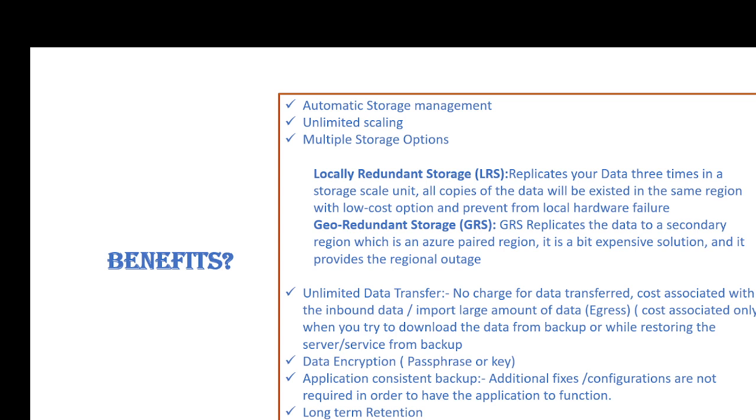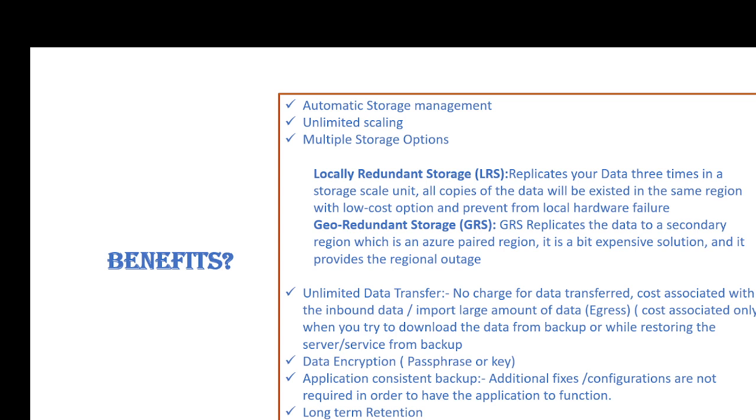Okay, then next one is geo redundant. So geo redundant, we will also call it GRS. This GRS replicates the data to a secondary region, which is in the Azure paired region only. Okay, it is a bit expensive solution, and it protects against a regional outage.